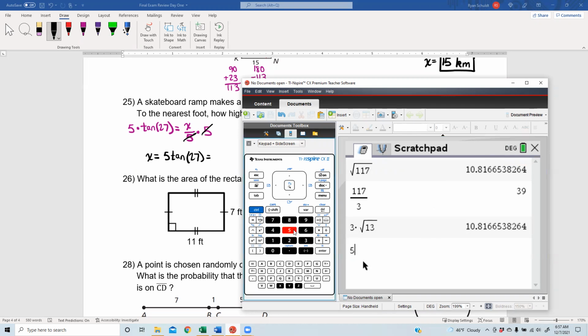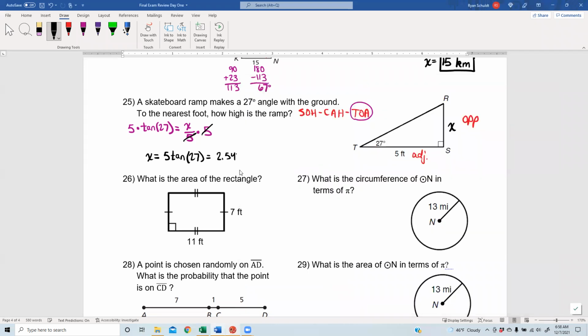So now I'm going to do 5. To get tangent, I have to hit the trig button right beside the 7, then 27. 2.5476. The question says to the nearest foot, how high is the ramp? Well, to the nearest foot, I have to round to the nearest whole number. That's going to be approximately 3 feet.